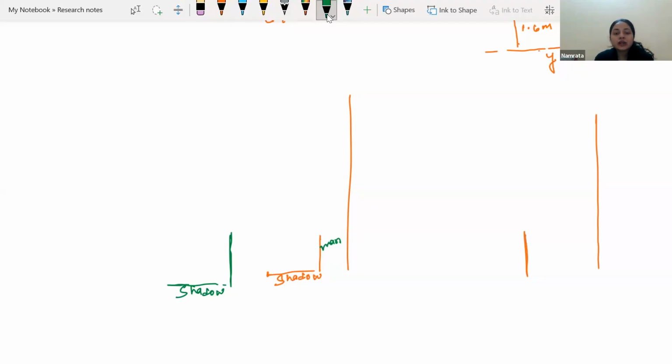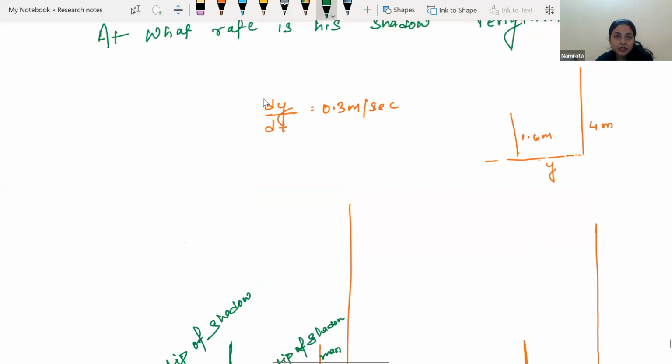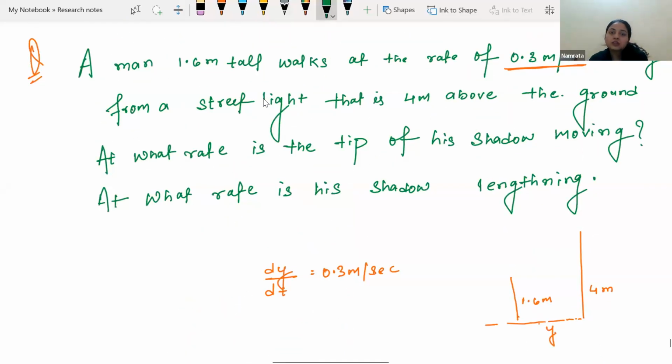So we have to find how the tip of shadow, this is the tip of the shadow, at what rate it is moving. That's what we have to find here. After that we also have to find at what rate his shadow is lengthening. So we will be doing that after a while. First let's find at what rate the tip of the shadow is moving.